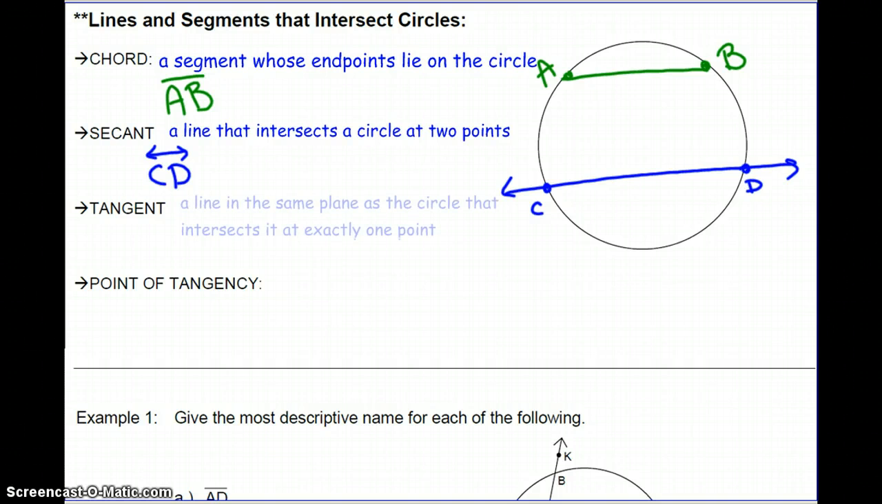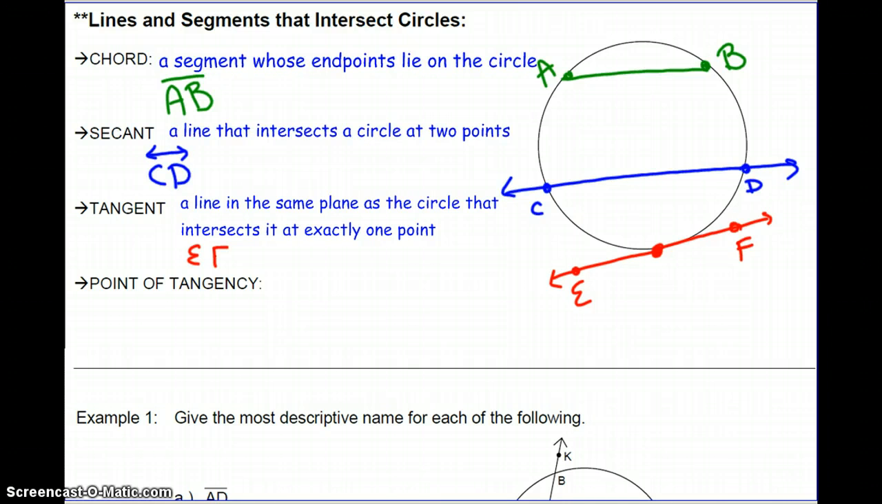Finally, I have a tangent. It's a line in the same plane as the circle that intersects the circle at exactly 1 point. So what I've drawn here, let's call it line EF. Line EF is an example of a tangent. And that 1 point that it intersects the circle at, I'm going to call H. Point H is called the point of tangency. It's that point where the tangent and the circle intersect.